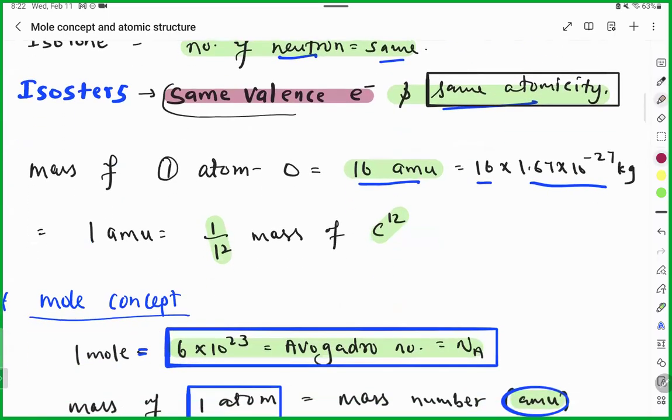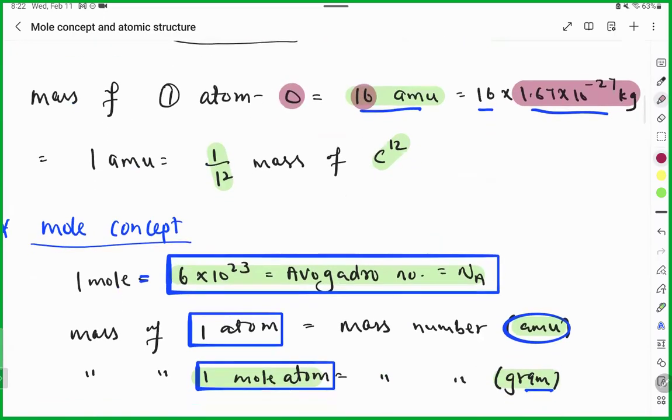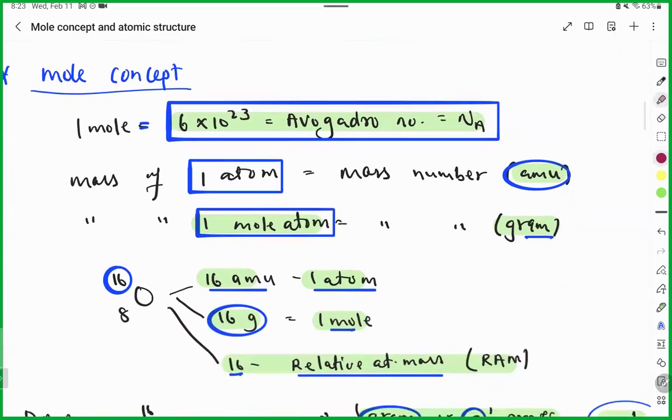Mass of one atom. Example, if you take oxygen, O, it is 16 AMU, and one atomic mass unit is fixed, like 1.67 into 10 raised to power minus 27 kg. This is the mass of one proton. So 1 mole contains this number of atoms or molecules, which is also known as Avogadro number. One atom mass in AMU, one mole mass in the form of gram.